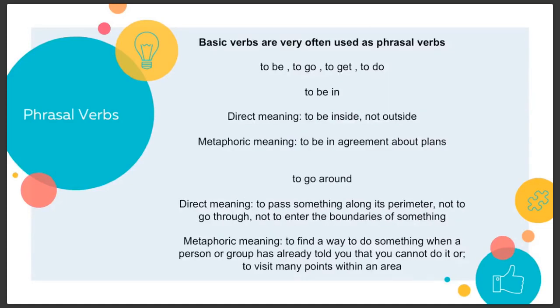A lot of our basic verbs in English are often used as phrasal verbs. For example, to be or to go or to get or to do. For example, we have to be in, and the direct meaning is to be inside or not outside. So for example, Kris, before the storm, you need to come inside. And I can say, I am in.